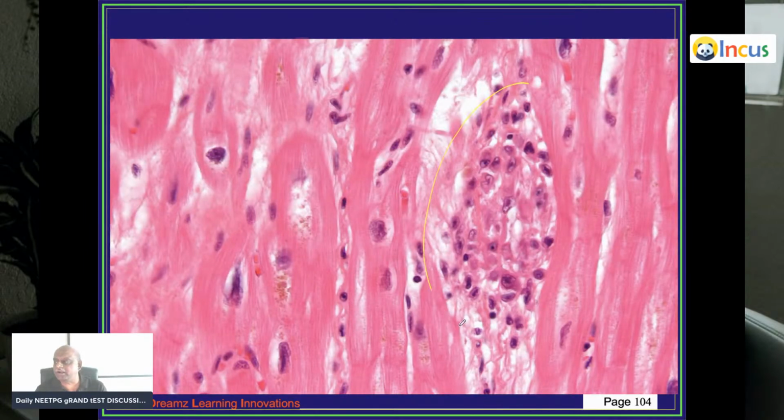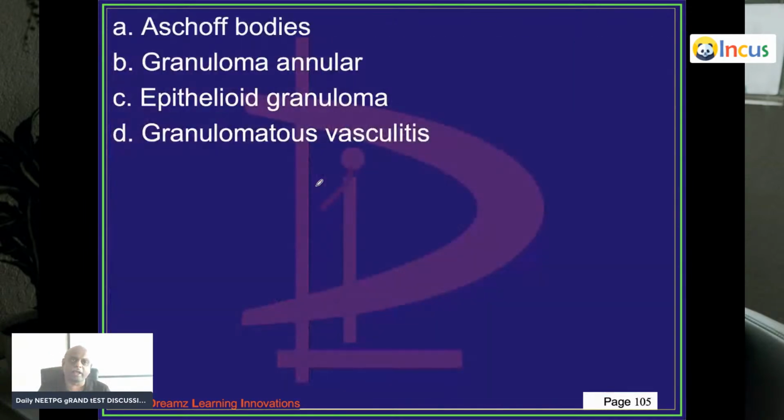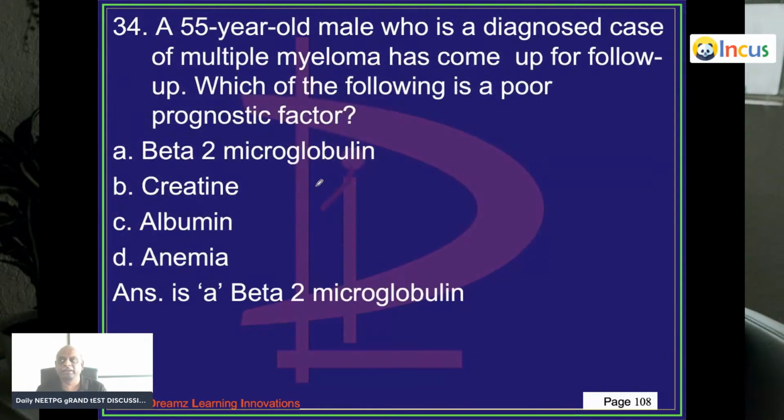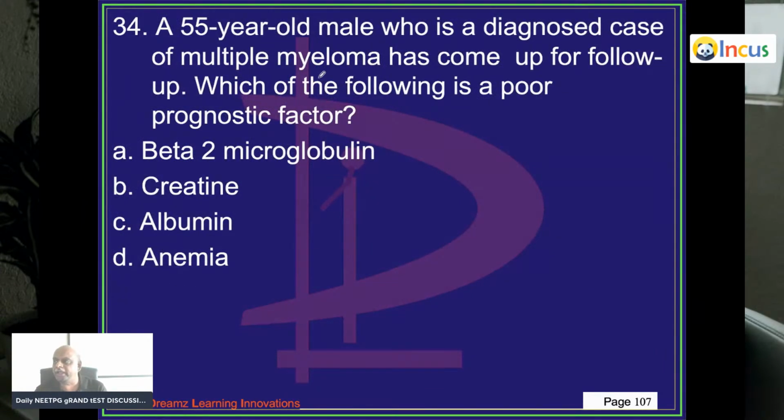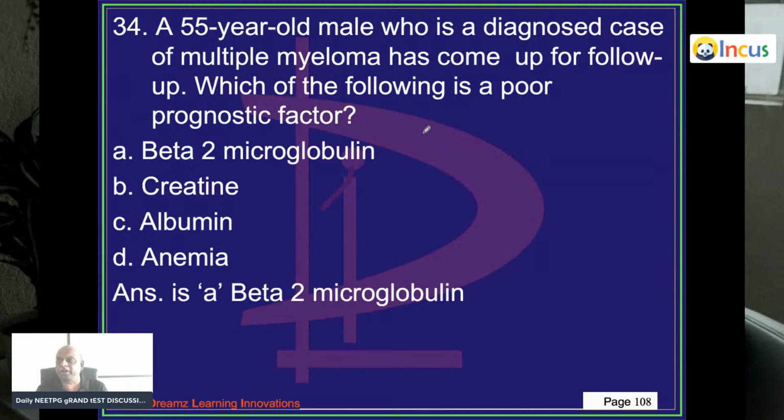Rheumatic heart disease, undergone biopsy, is Aschoff body. 55-year-old diagnosed with multiple myeloma came for follow-up. What is the most important prognostic factor in multiple myeloma? Beta 2 microglobulin is the most important.